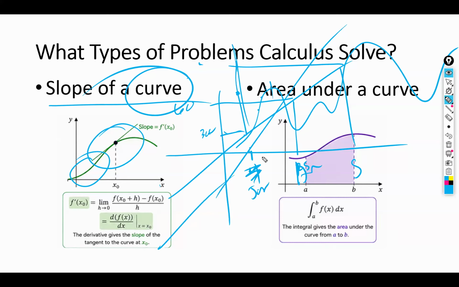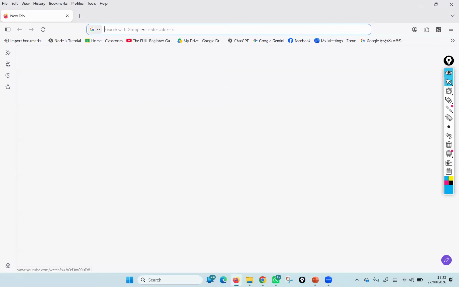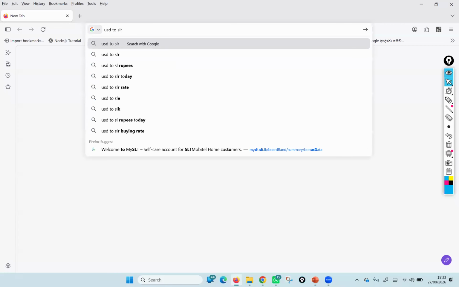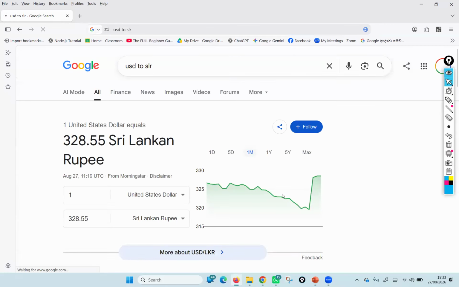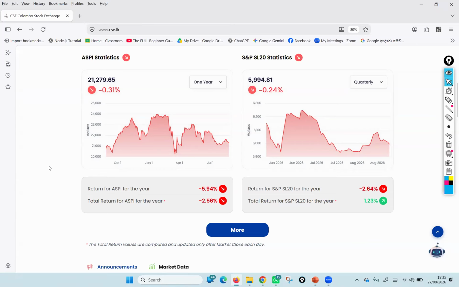So here you can see, don't think this is only for engineering. If you look at, say, USD to SLR, these are curves, not straight lines. The reality is we need to work with curves. There are so many places where we have curves, in chemistry, physics, and so on.